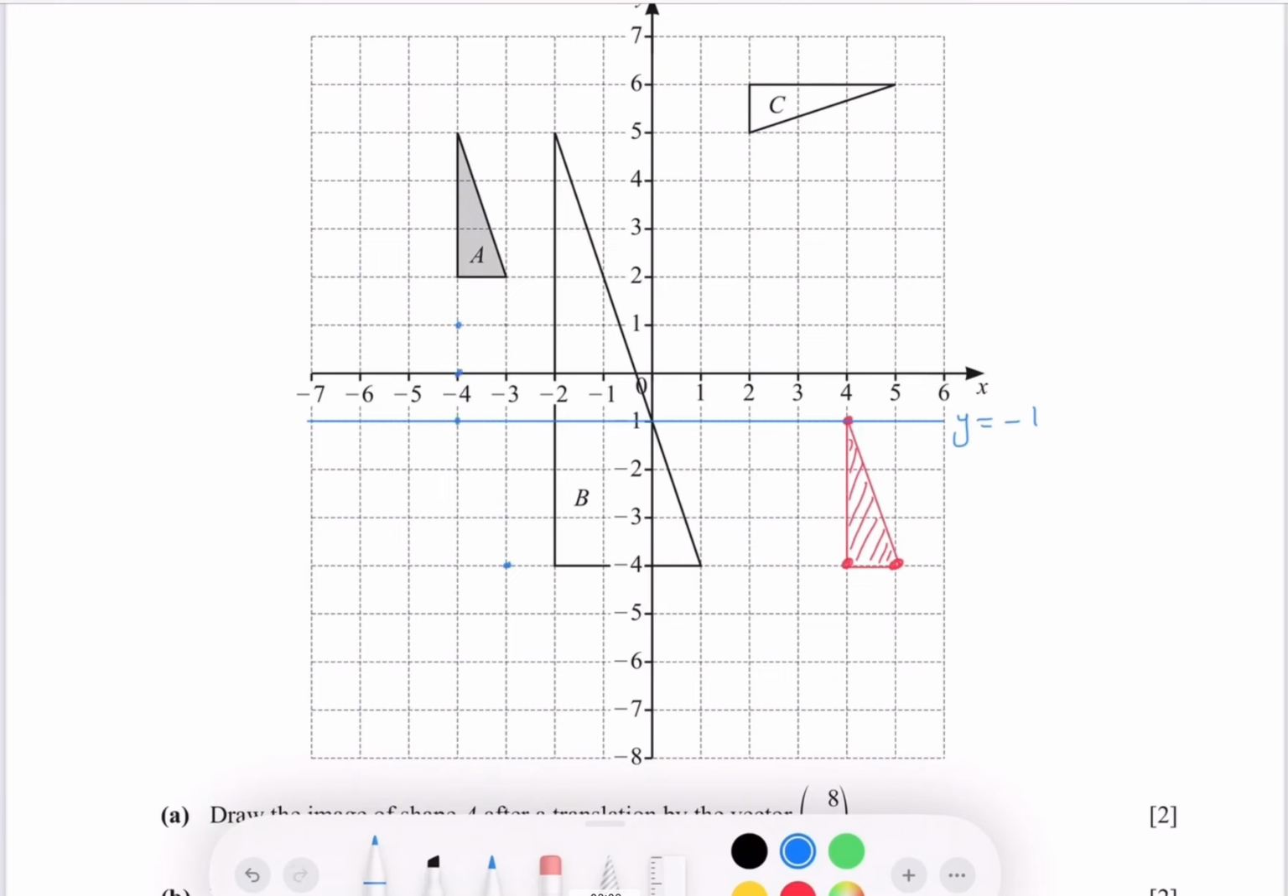Now the second vertex, 1 2 3, so 3 units down, and the top one, so move it down, the same counting. Now draw the image. So this is a reflection of triangle A in the line y = -1.